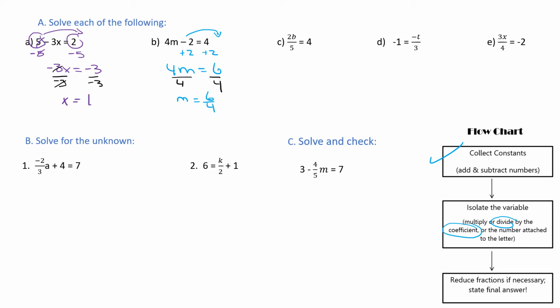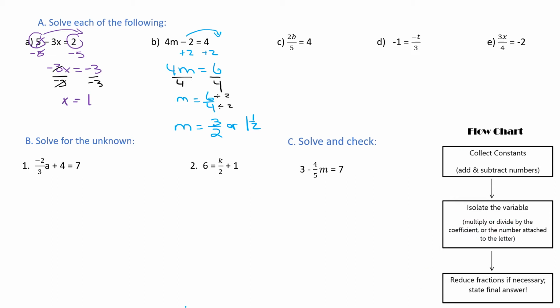Now we do have to look at that last box. Reduce fractions if necessary. This can be reduced because they're both even numbers, so I can divide them both by 2. So I'm going to get m equals 3 over 2. Or you could write it as 1 1/2. Okay, that's part B. Let's move on to C.